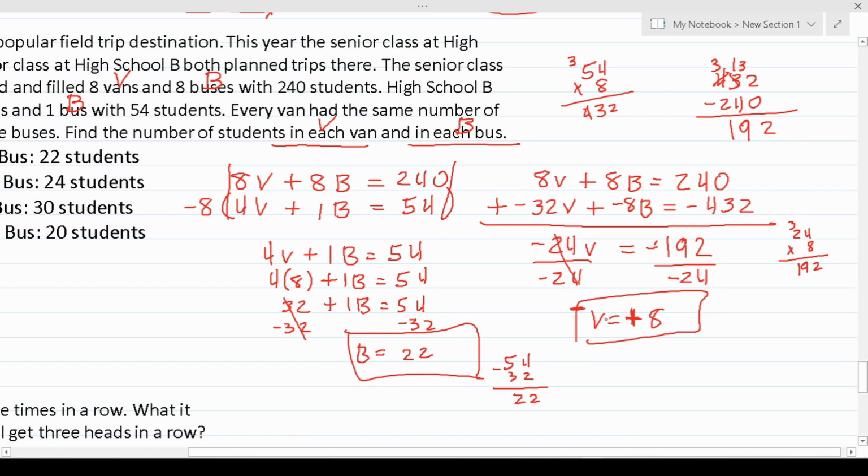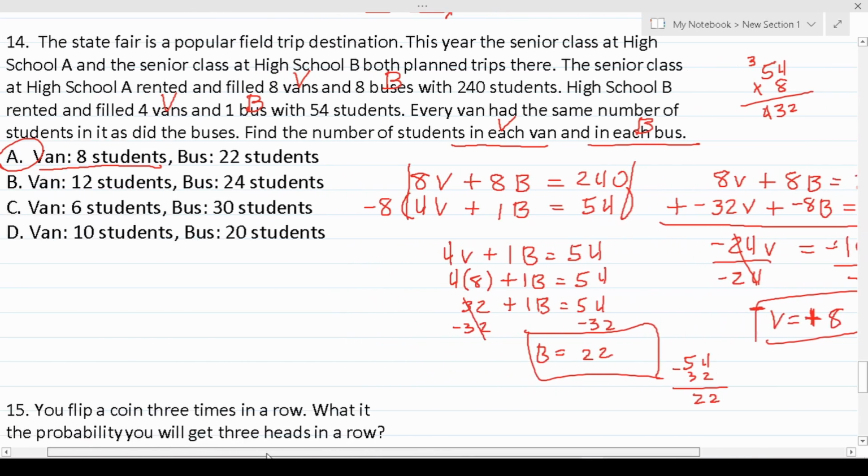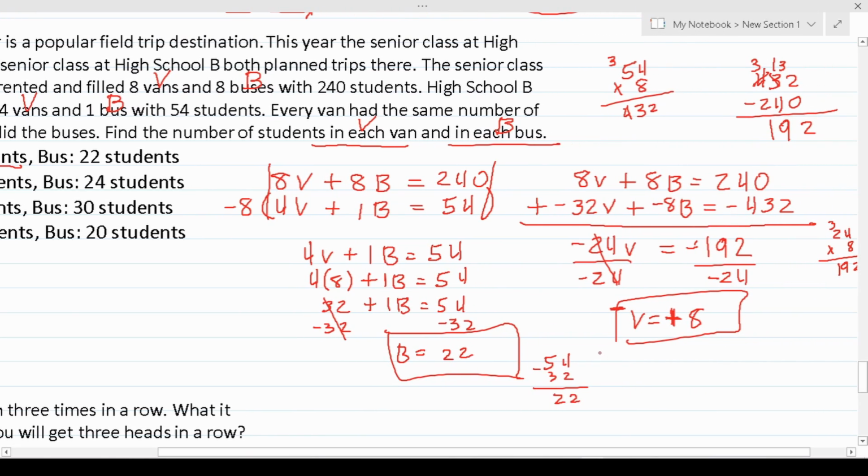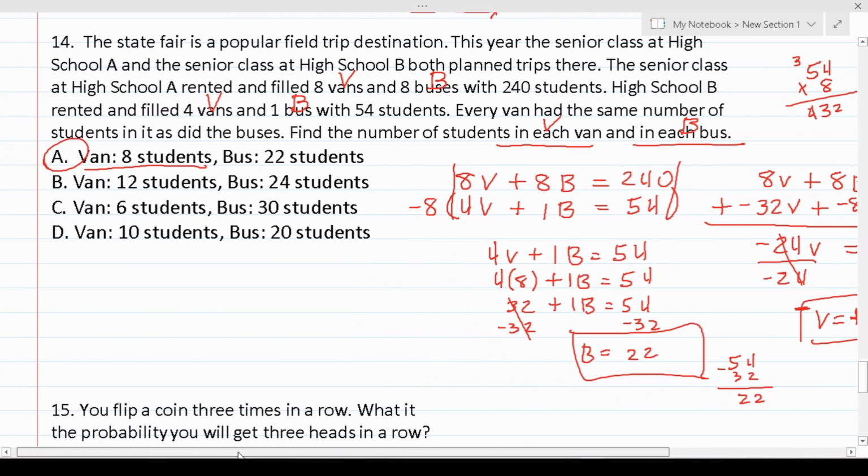So as we can see, a van can carry 8 students, whereas a bus can carry 22 students, which is A. We used a system of equations to figure that out. And once we wrote our system of equations, we got rid of one of the variables via the elimination method, which gave us the answer to one of the variables. Then we plugged that answer into one of the original equations to get the other variable. System of equations can be challenging, but that said, you probably will see them on the ASVAB.